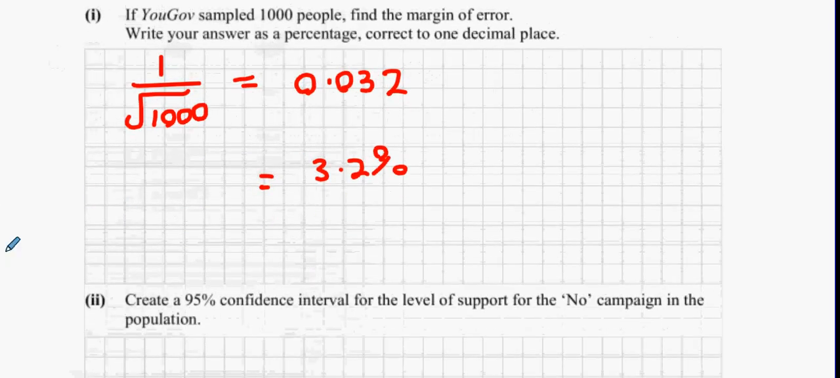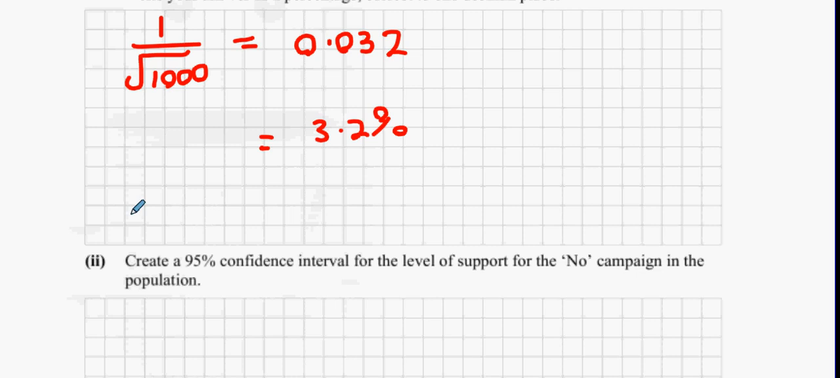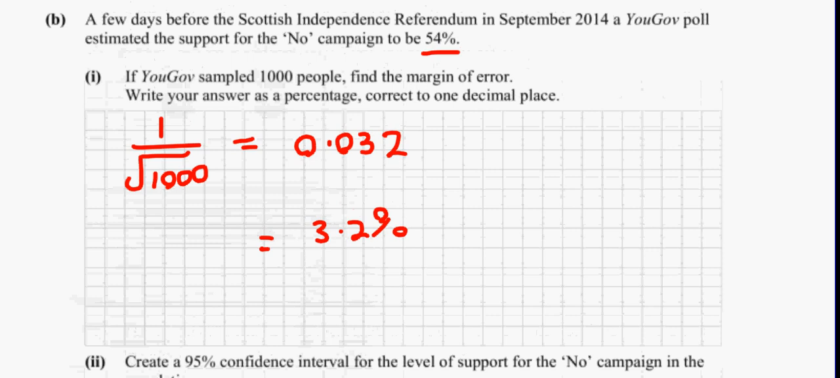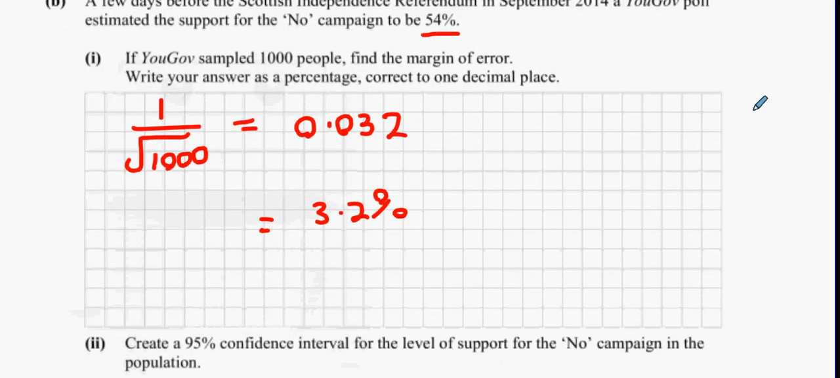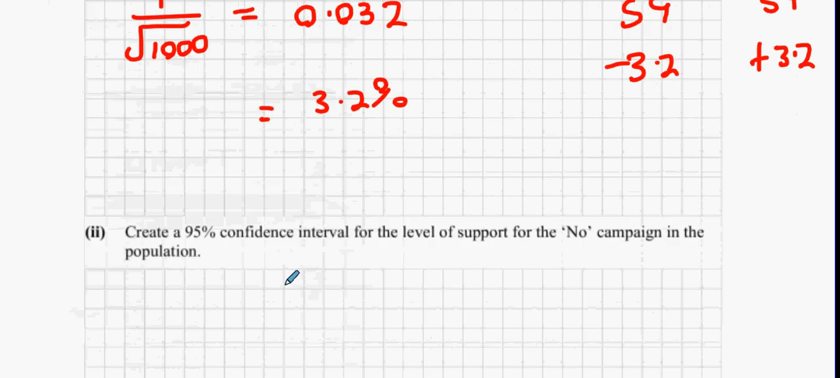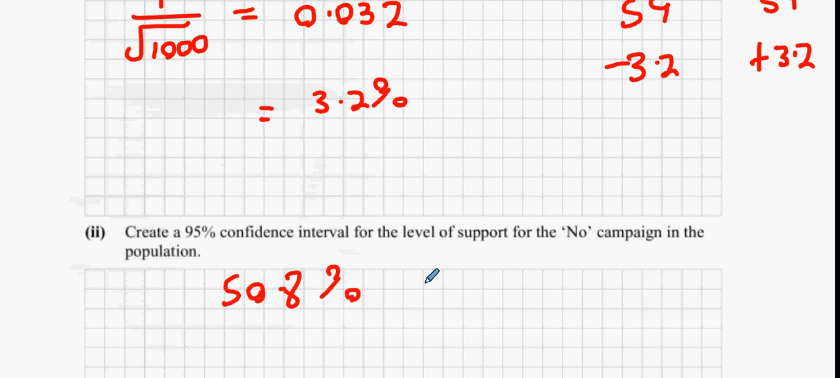Now, what do we get next, lads? 95% confidence interval. How do we do that? We know it's 54% for the no complaint. Yeah, add and take away 3.2. So it's 54 take away 3.2 and 54 add 3.2. I'm getting 50.8% less than P less than 57.2%. Now, just your percentage.